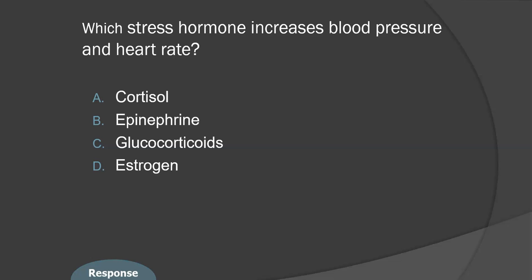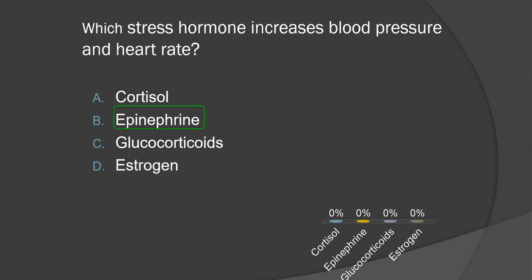Which stress hormone increases blood pressure and heart rate? There's one up here that is not a stress hormone. The one that is not a stress hormone is estrogen. So hopefully you weren't thinking estrogen. Cortisol and epinephrine are the two that I want you to really clue into. Epinephrine is correct. Epinephrine just kind of turns everything up. Cortisol tends to suppress things. So epinephrine has that turning up, increasing effect.